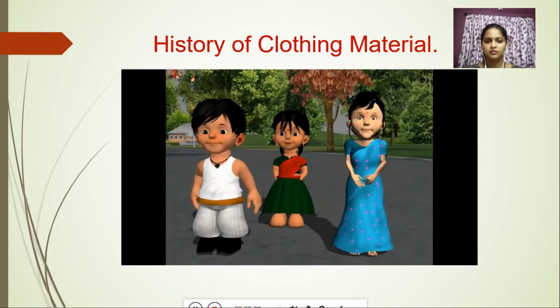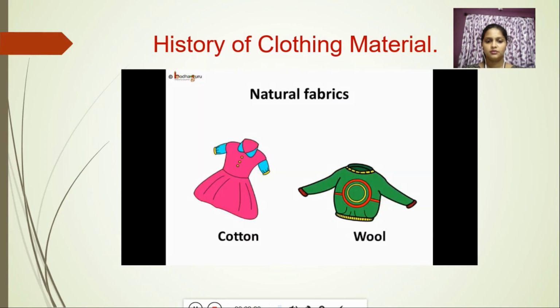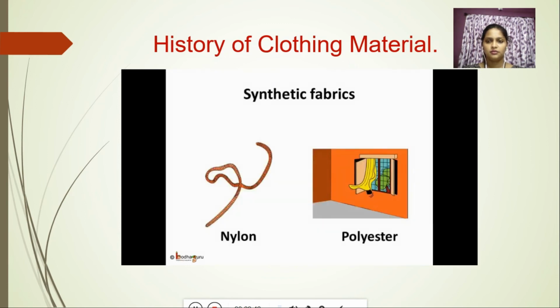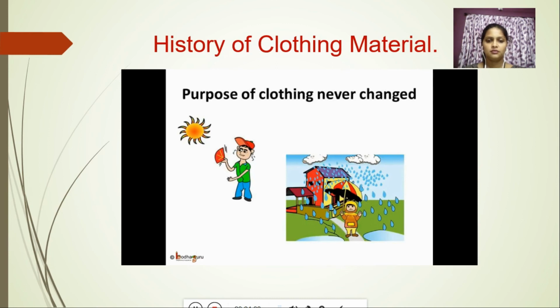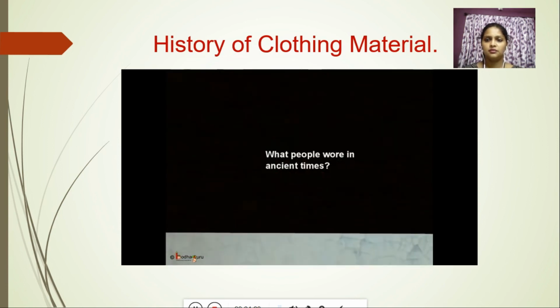shirts, frocks, skirts, etc. So, we see natural fibers like cotton, wool, etc. have been used since a long time, say thousands of years ago also, to make clothes. But it was only a few hundred years back when we learned to make synthetic fibers using chemicals, especially petroleum. Nylon and polyester are examples of synthetic fibers which we use today. Nowadays, we don't wear leaves or barks of trees like the ancient people, but the purpose of clothing never changed since the olden days. It is for comfort, protection from heat, cold, insect bites, and of course to cover our body and look civilized. Hence, we should take care of our clothes and keep them clean.